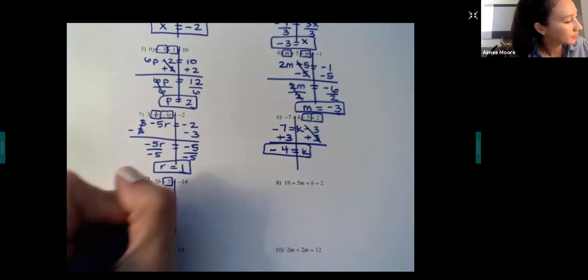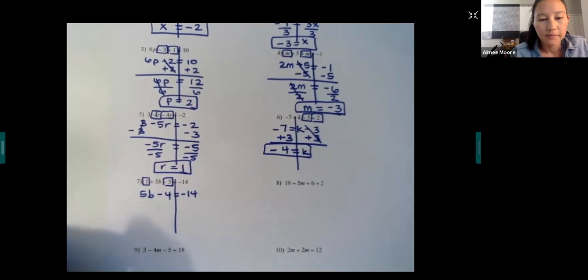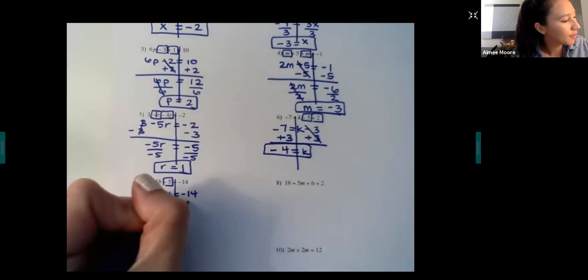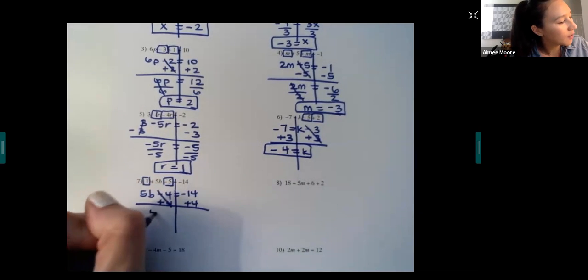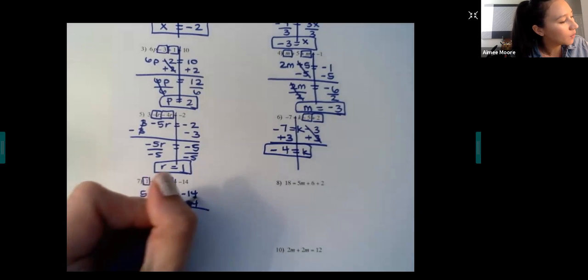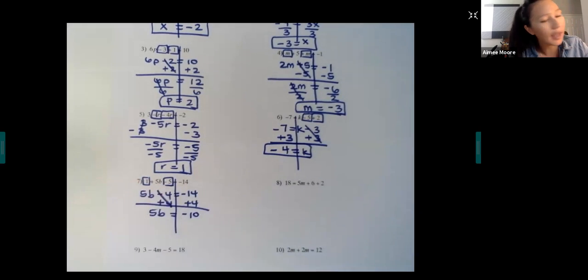5b. That equals -14. Then what, Amari? Did we cancel them out? Not cancel, subtracted by -4. I mean, +4. Add 4 to both sides. So the 4's cancel out. That leaves us with 5b equals -14 plus 4, which is -10.